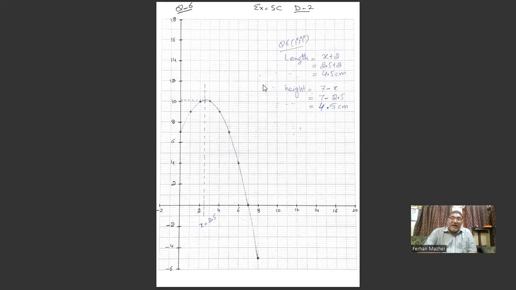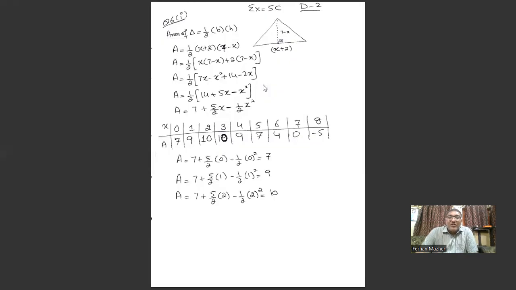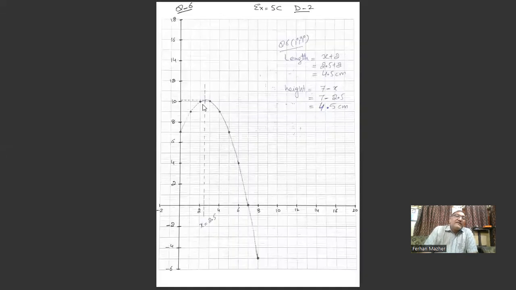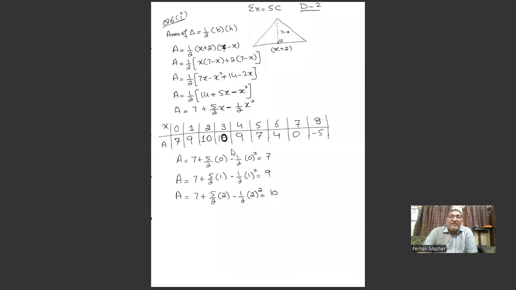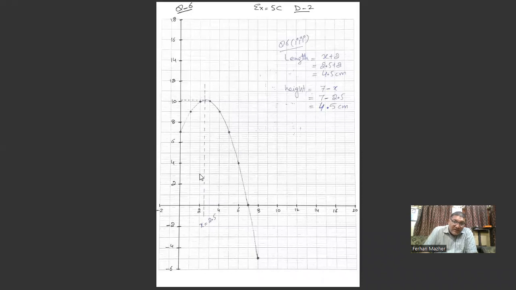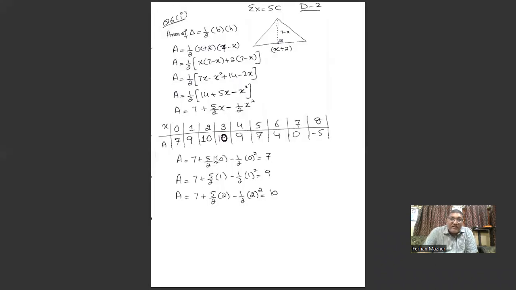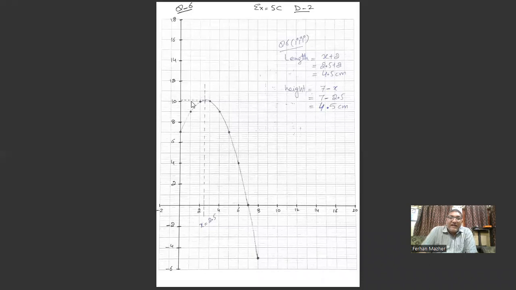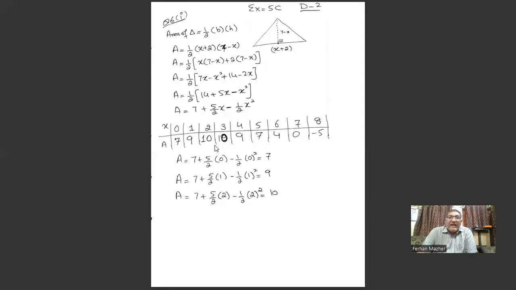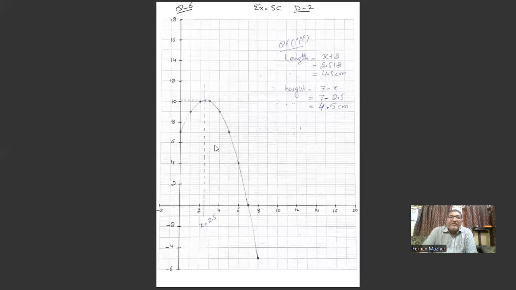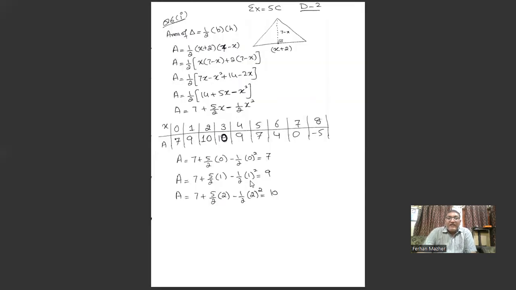Then I will plot those points. At 0 you will have 7, so you can see I put a dot here. At 1 you have 9, I put a dot here. At 2 you have 10, so I put a dot here. At 3 you have 10. Again, the points are on the same level, so I need to take another value between 2 and 3.